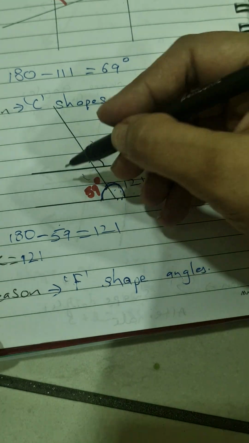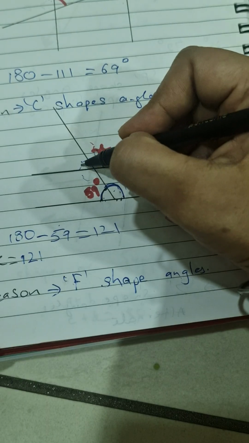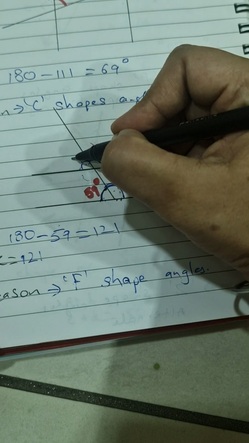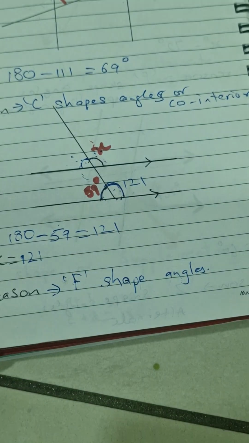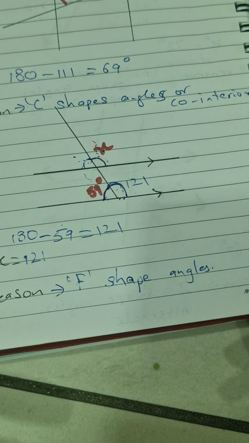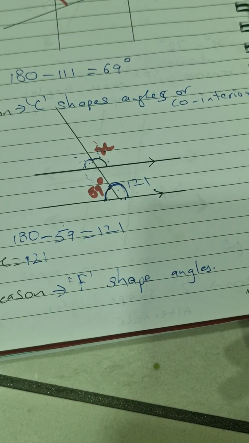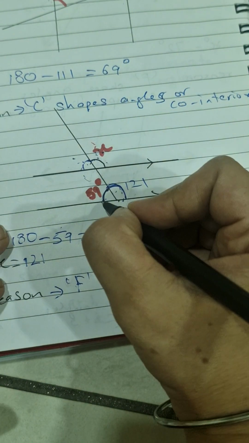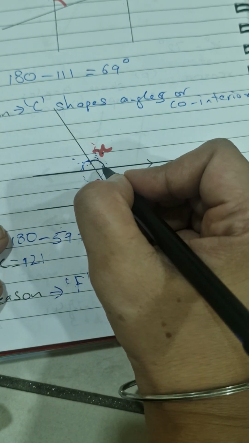Or the third way: an F-shape angle will come here. If this is 59, this angle will also be 59. Okay, F-shape angle, and then you use the straight angle, 180 minus 59, and you will get 121. So there are several ways to find these angles. Whichever way you are writing, you just mention the reason there. Either you use F-shape angles or you can use Z-shape angles also, children. If this is 59, this will also be 59, and then you use the straight line angle.